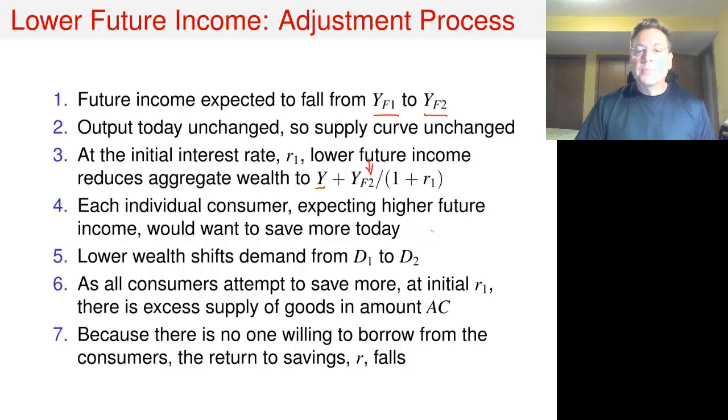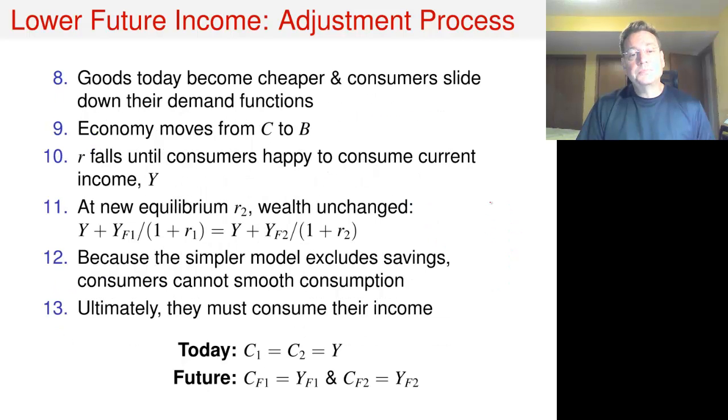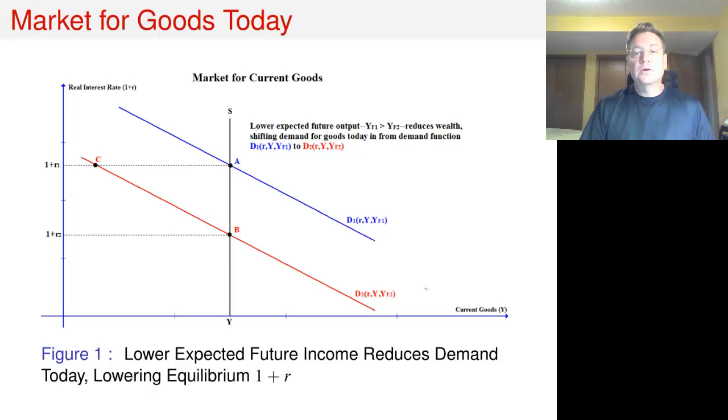In general, the demand for goods today is going to depend on the real interest rate, on current income, and on future income. And so this decrease in wealth is going to shift down the demand for goods today. And as consumers try to save more, at that initial real interest rate, R1, there's going to be an excess supply of goods today. Remember that in equilibrium, savings has to equal zero. So as consumers try to save more, this is going to end up pushing the real interest rate down. So let's go to this graph where we see this happening.